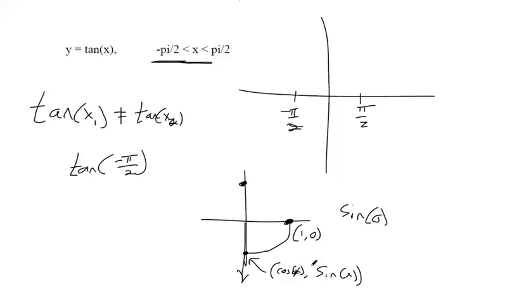And tangent, this feels like a really long explanation, sorry, but tangent is sine over cosine. It's another way of writing tangent. And so at negative pi over 2, we're here on the unit circle. We're at 0 comma negative 1. So 0 for cosine, 1 for sine. So that's undefined. That means you have a vertical asymptote.